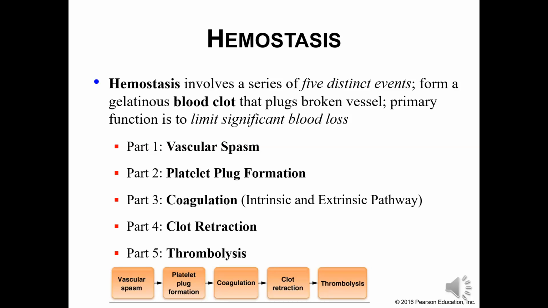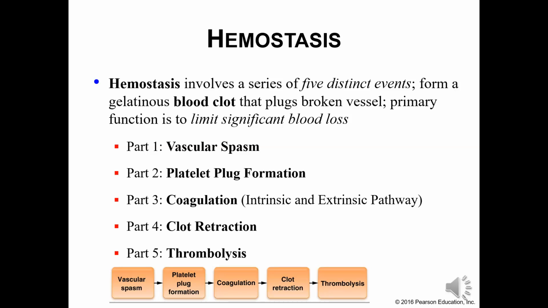So the 5 stages are vascular spasm. The blood vessel basically constricts, then dilates and constricts. That's what we call vascular spasm. Second, you get a platelet plug formation. That's your temporary seal of the vessel wall.